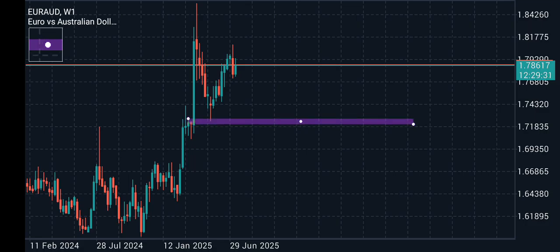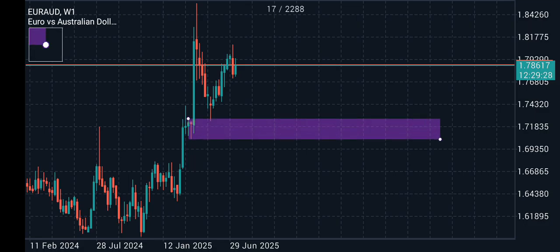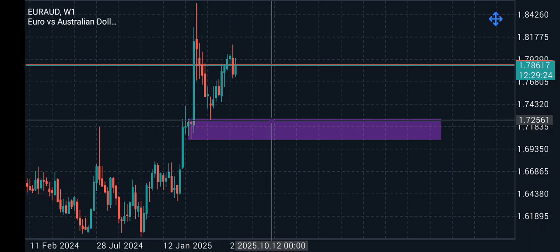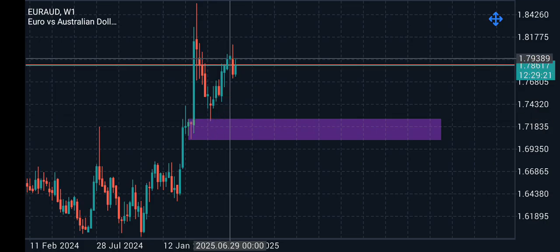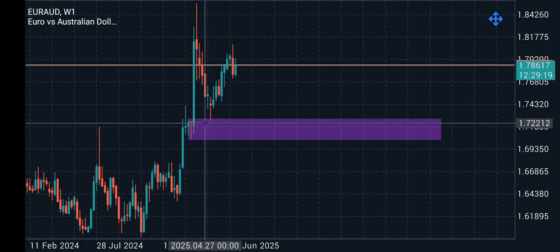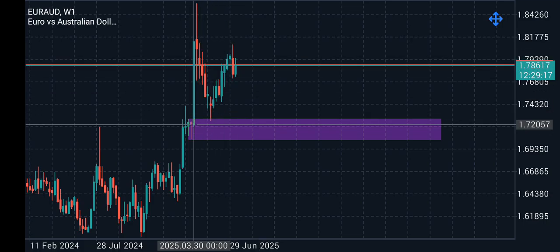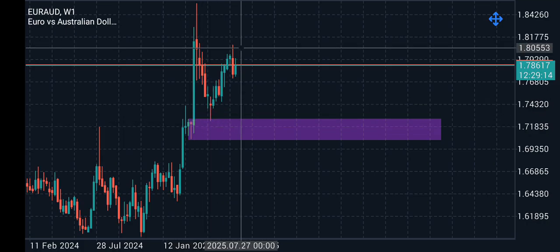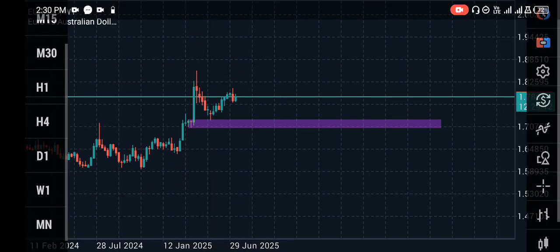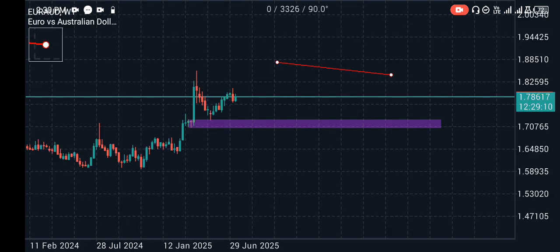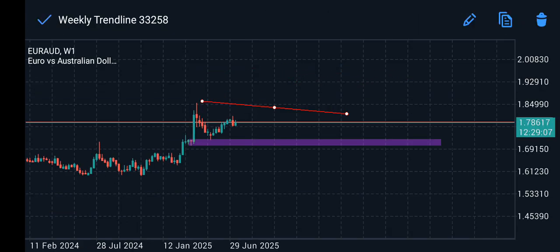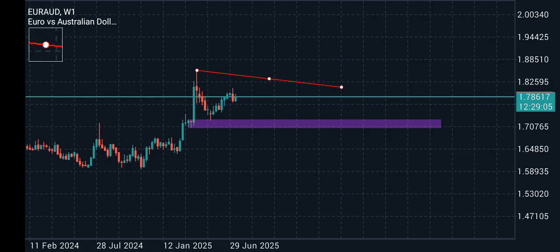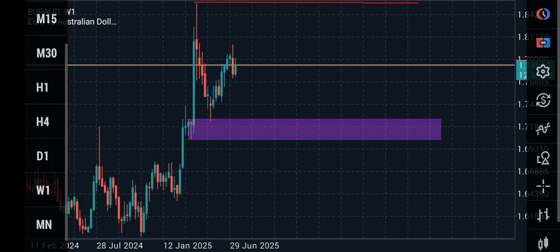Price came back, completely filling the imbalance and reacting from that order block there, and after hitting that order block, price plummeted up. You can see that price respected this weekly order block and rose up, and we can see that price wants to take out this buy side liquidity line on top there. So let's see how price reacted.